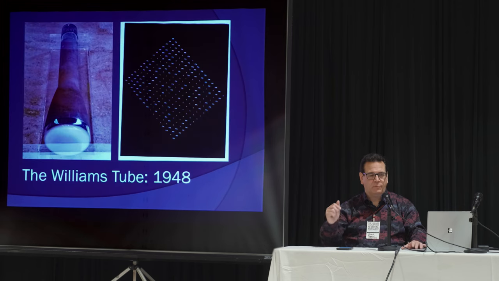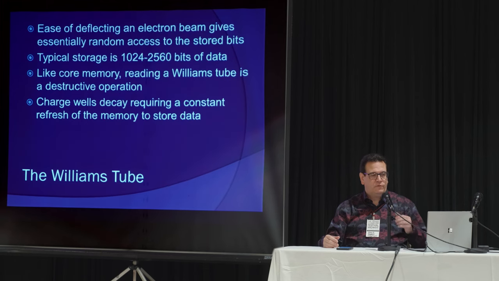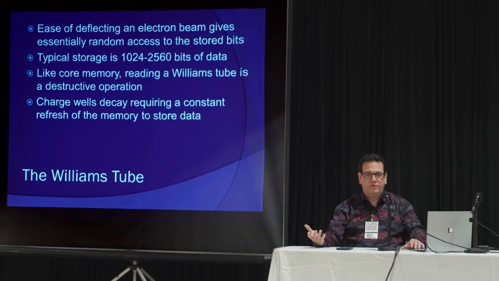And from this earlier picture, you can see that whether you have a bit stored or not, it changes the intensity of the light that's being emitted by the phosphor. An appealing part of a CRT is that, by using the electron beam, deflecting it with either a magnet or an electrostatic charge, you can address an XY area on the screen. And a Williams tube can typically store something like 2,560 bits, so it's not very much storage. The tube itself is not particularly large.